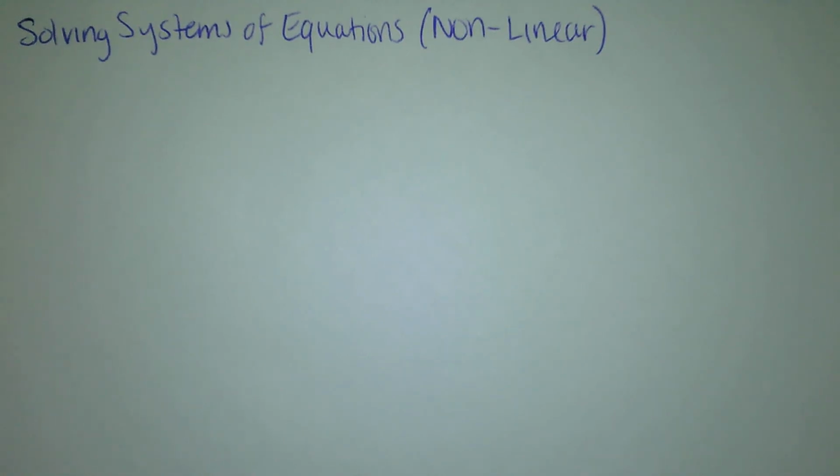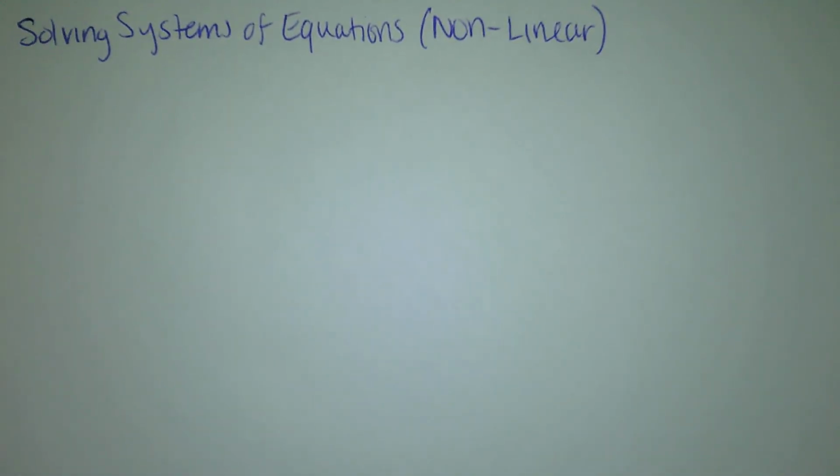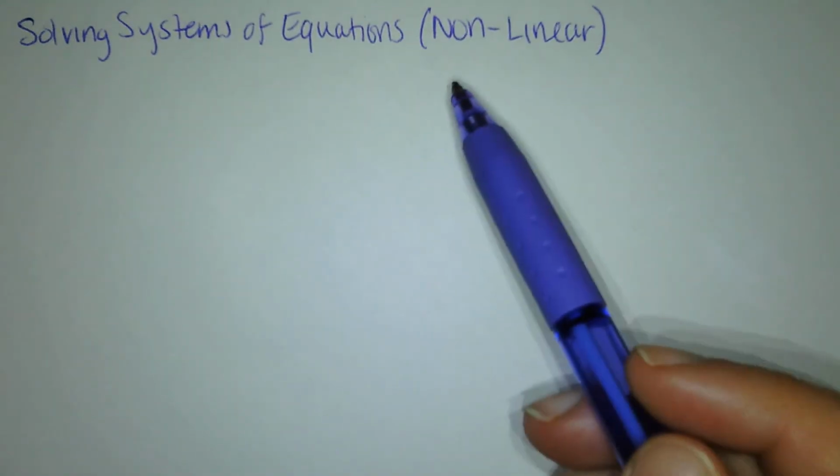All right, so let's look at this now. Every system of equations you've done in the past has been linear, meaning it's two lines. So they can either intersect at one point, they can be the same line and have infinite solutions, or they can be parallel and never intersect. Well, we're looking at other scenarios, non-linear.